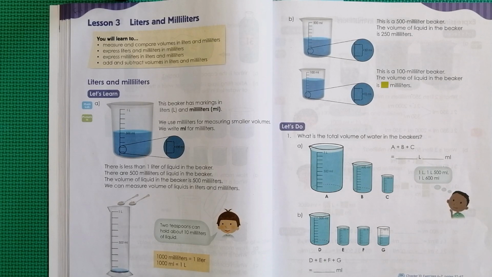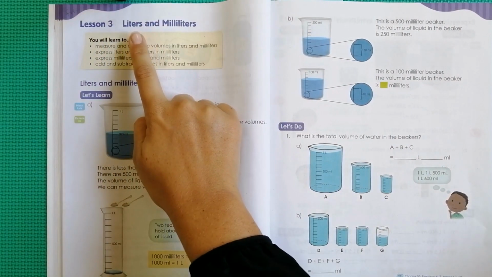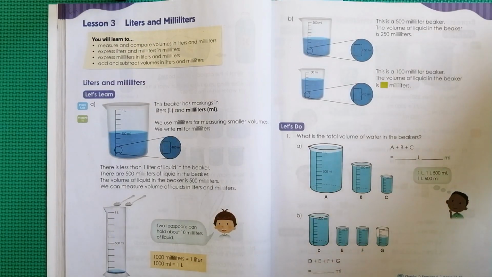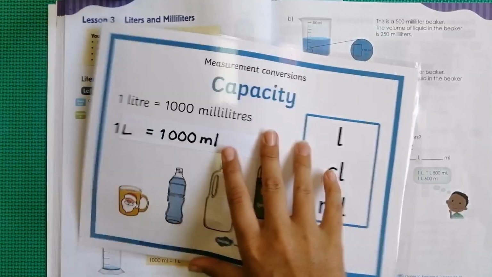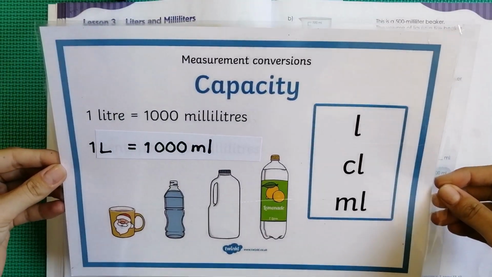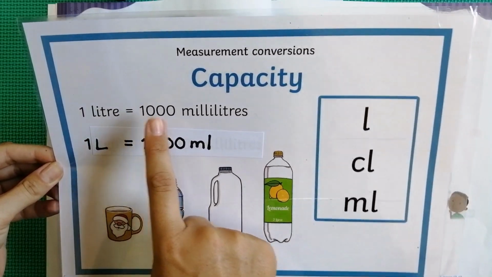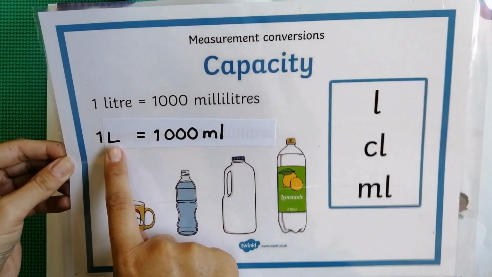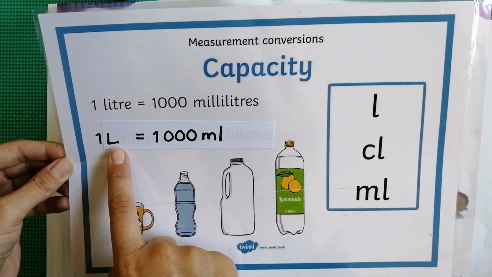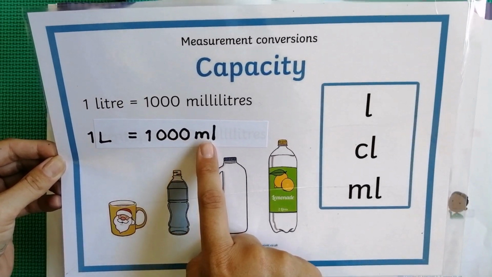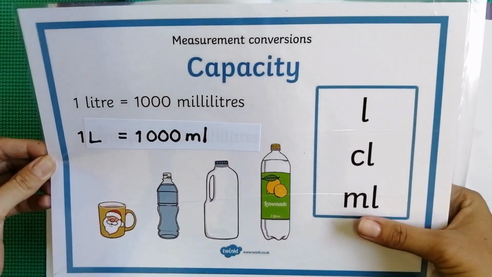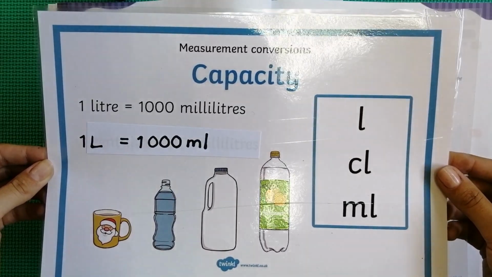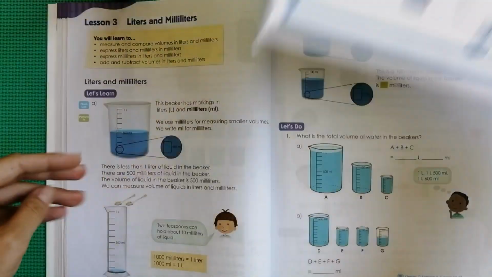Alright, beginning our lesson today, we will start with lesson 3, liters and milliliters. Before we begin, I need you to have a look at this piece of paper and understand that 1 liter equals 1000 milliliters. So 1 L, L is for liters, 1 L equals 1000 ml, milliliters. All right. Have a look at that. Remember it, understand it. It's very important.